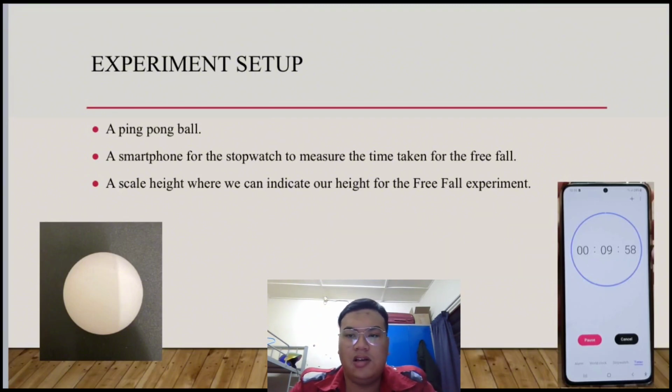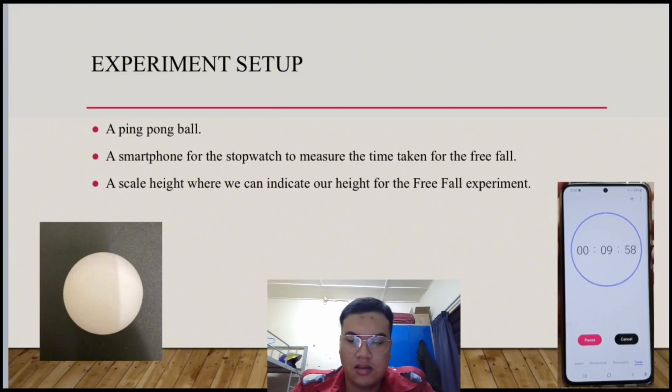For the experiment setup, we use a ping pong ball. We use a smartphone for the stopwatch to measure the time for the free fall. And last but not least, a scale height where we can indicate our height for the free fall experiment.